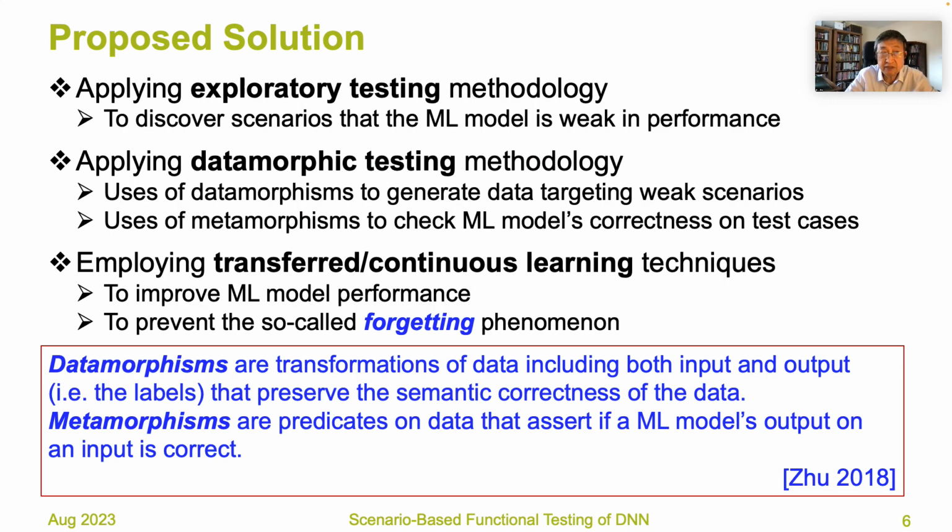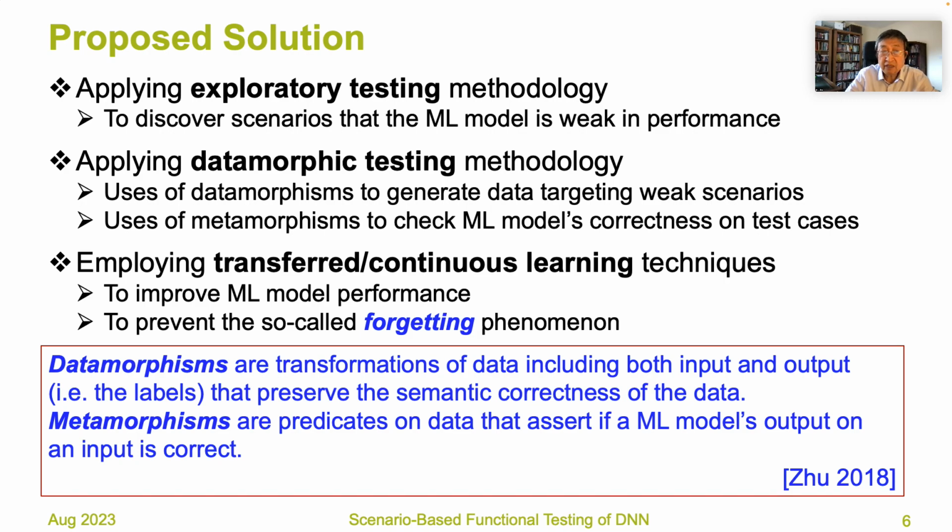Our proposed solution has three important components. First of all, we applied exploratory testing methodology, trying to discover the scenarios that the machine learning model is weak in performance. It is in contrast to the verification and validation testing, which are called confirmatory testing, trying to assert the quality of the model.